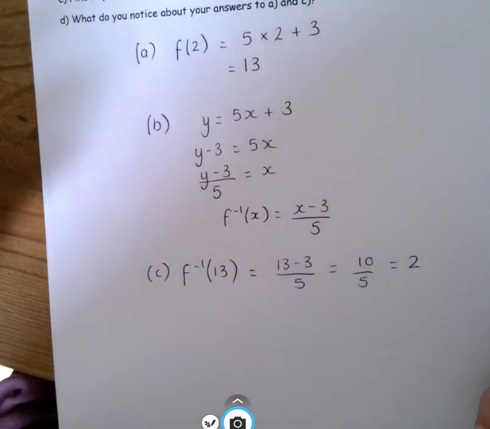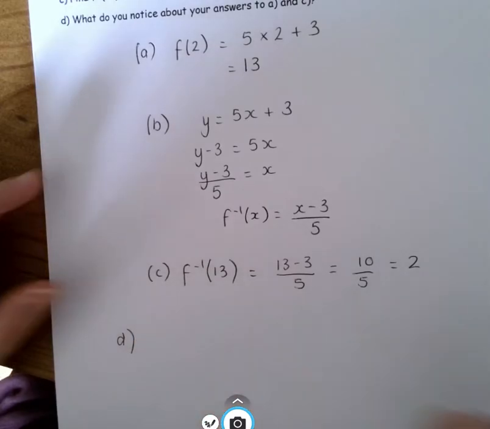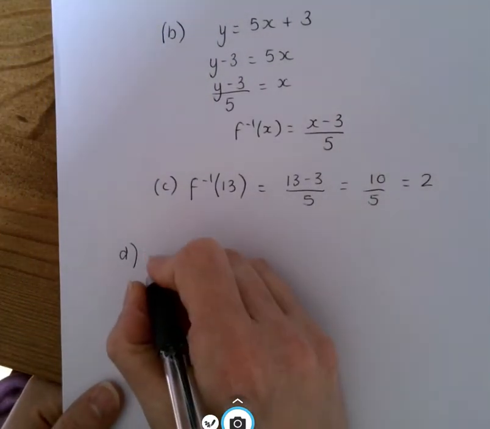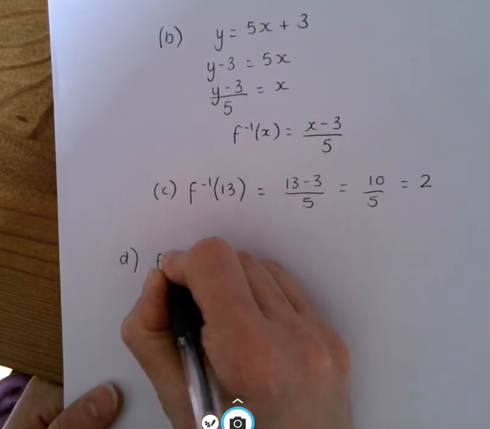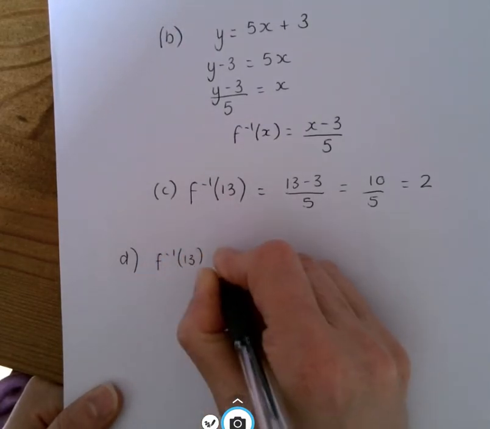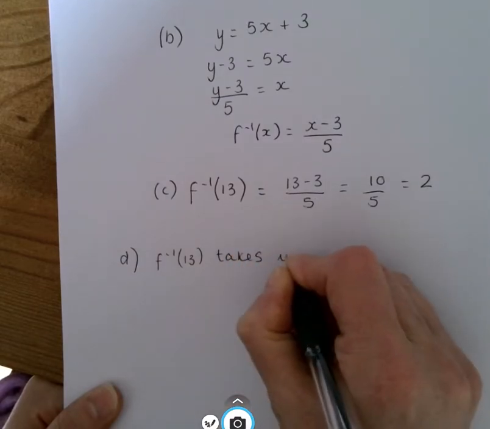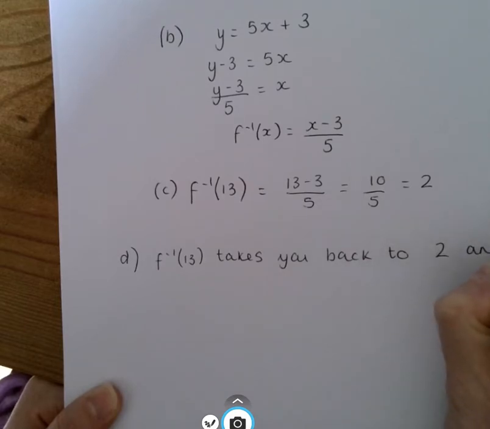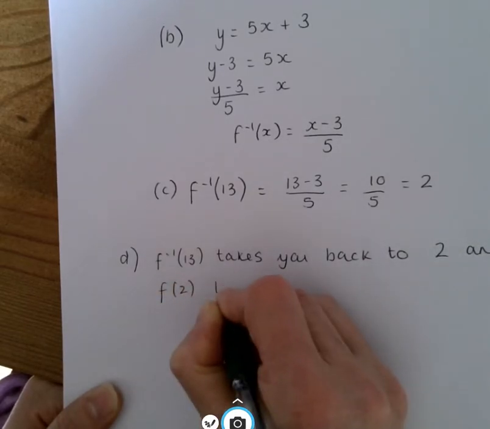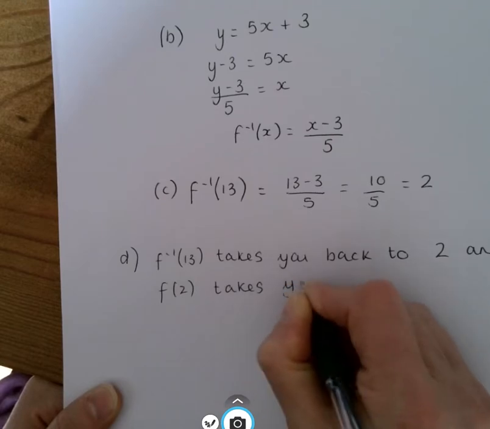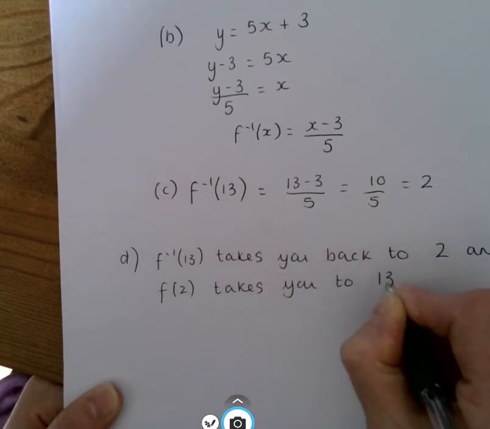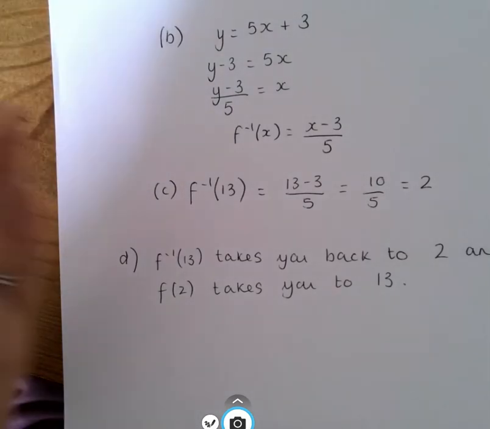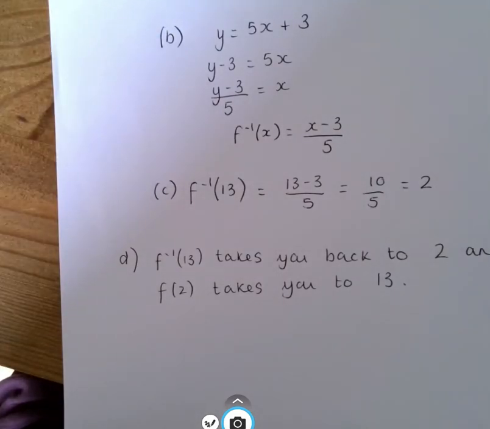Okay, so what do you notice about your answers to A and C? Is that the inverse function of 13 takes you back to 2, and f of 2 takes you to 13. So you end up where you started. Going from one to the other, and then the other takes you back.